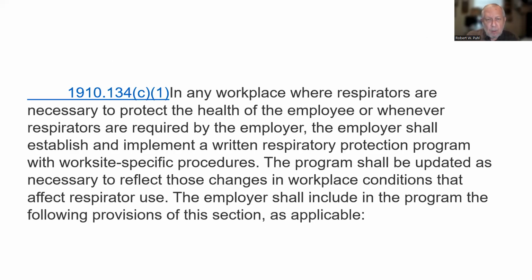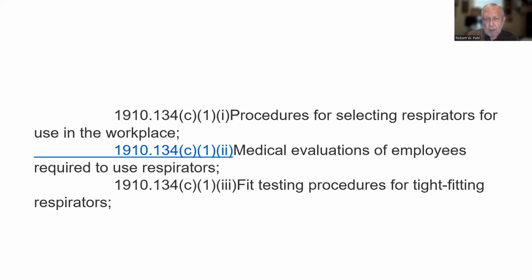For C1, in any workplace where respirators are necessary to protect the health of the employee, or whenever respirators are required by the employer, the employer shall establish and implement a written respiratory protection program with worksite specific procedures. The program shall be updated as necessary to reflect those changes in workplace conditions that affect respirator use. The employer shall include in the program the following provisions of this section as applicable. Procedures for selecting respirators for use in the workplace. And this is the procedure, okay?